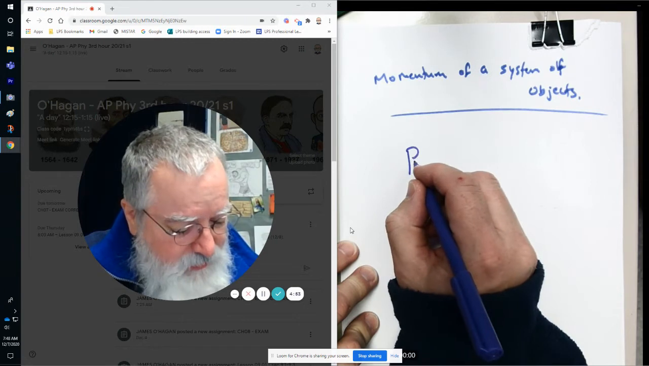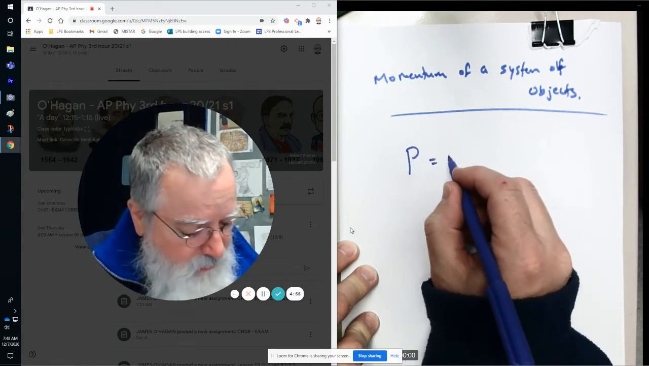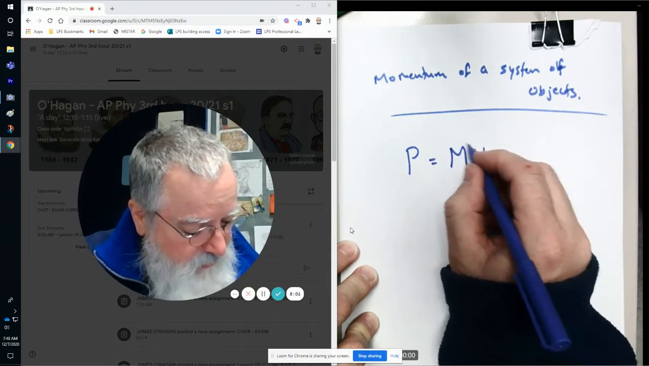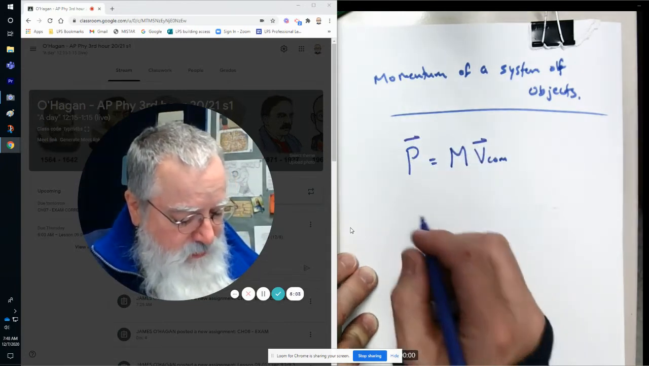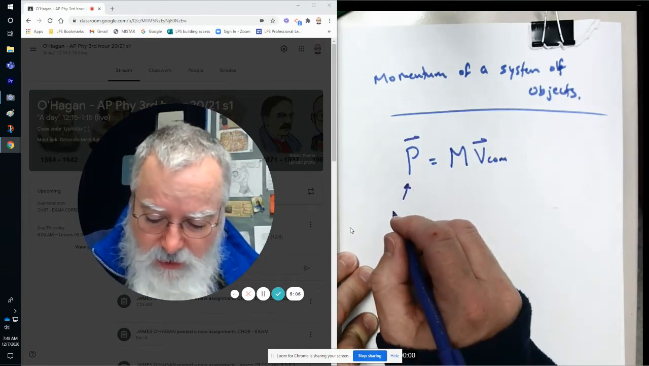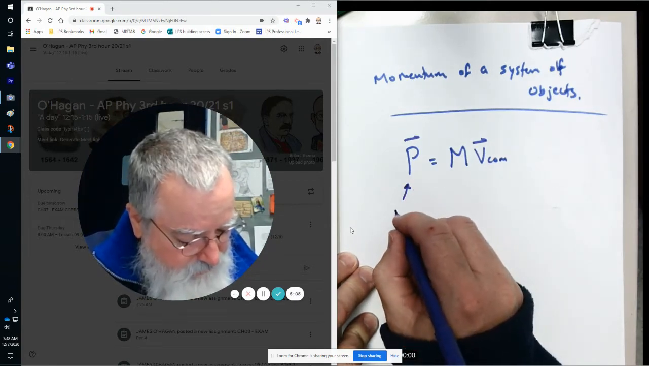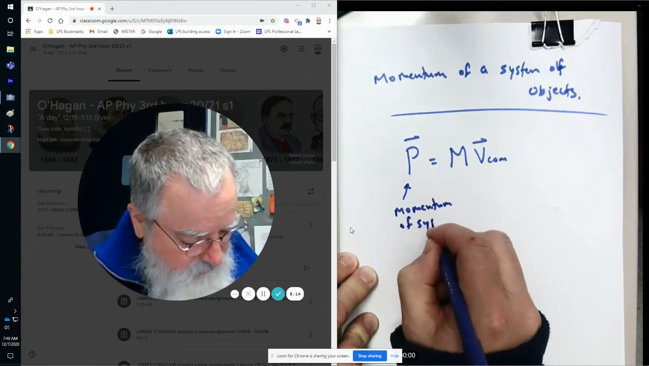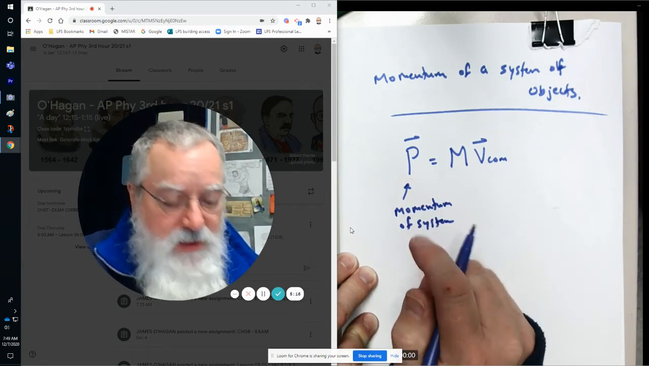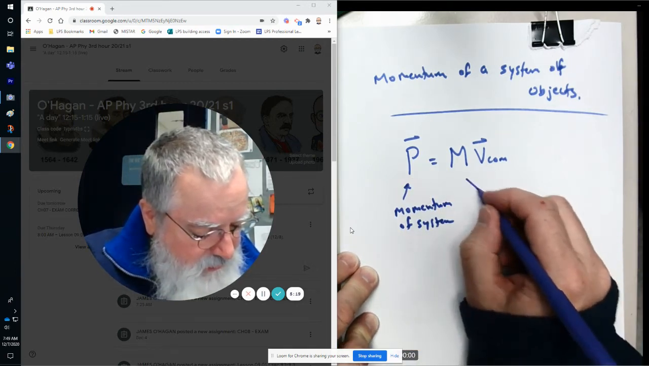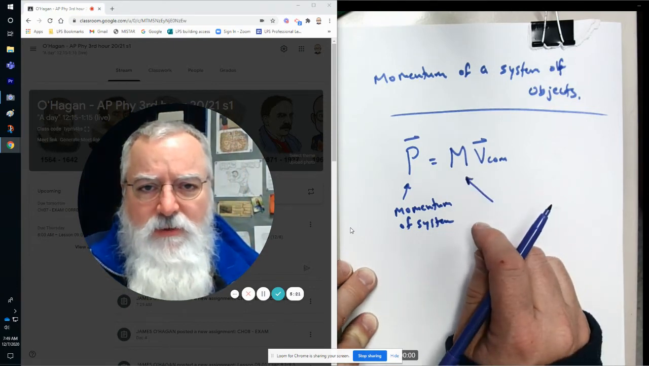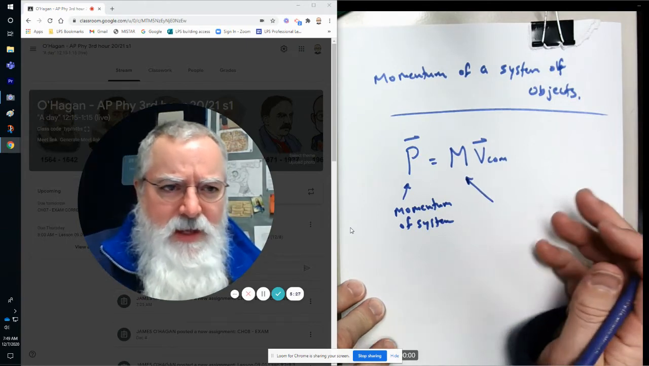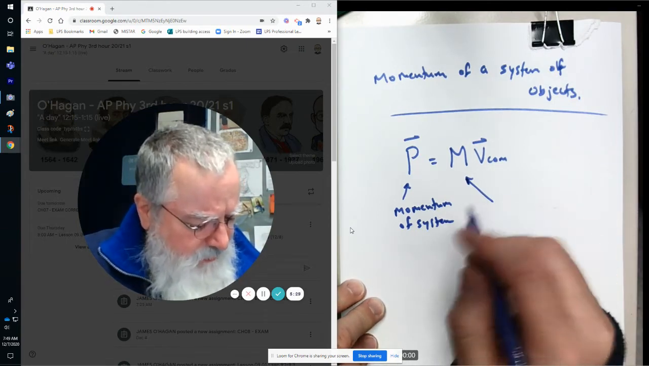All right, P. Now this is suddenly a capital P equals capital M times V center of mass. Now, I'll explain what this means. This is momentum of system. That means add all the momentums together. This capital M, and I used a capital M when we first started talking about center of mass, when you divided by total mass. And then I backed off it because my capital M's and my lowercase m's look alike. Anyway, this is total mass.